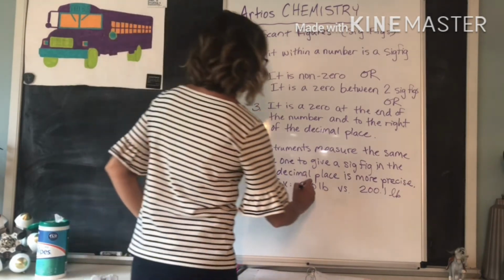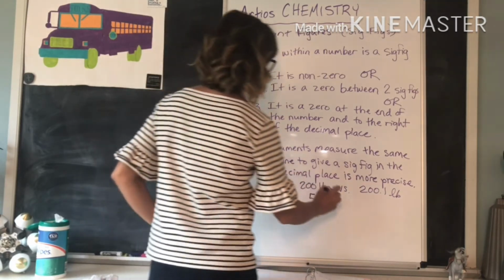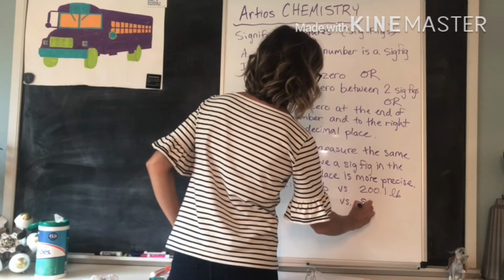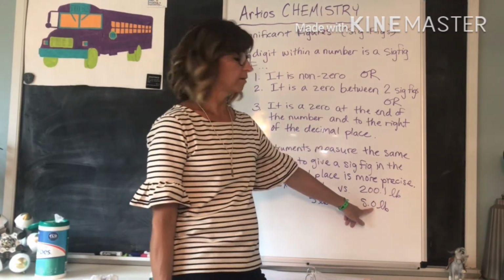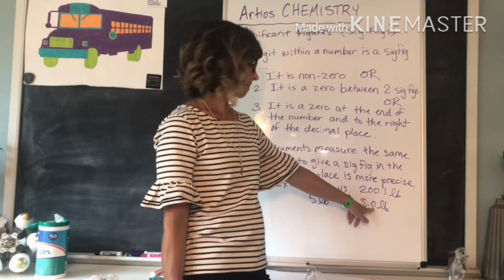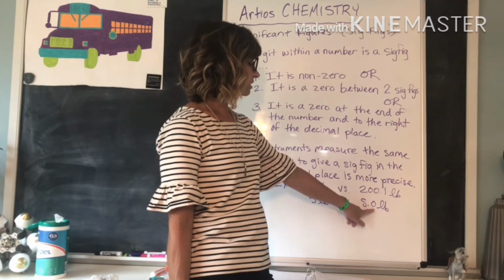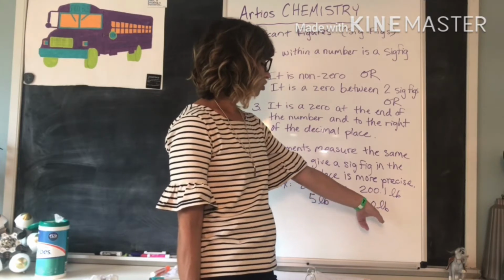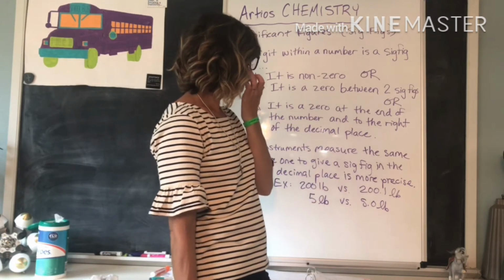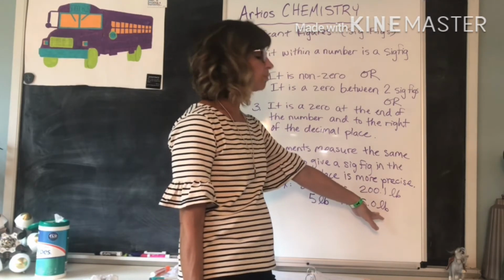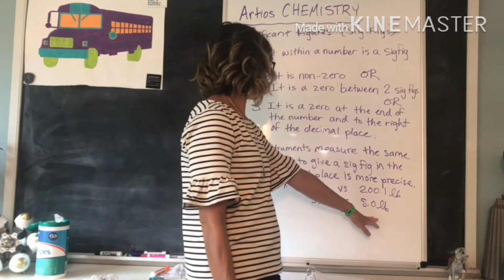Another example, 5 pounds is shown on one scale versus 5.0 pounds, okay? This 0 right here is significant. It is to the right of the decimal point, and it is at the end of the number. So here we have two significant figures. Here we only have one significant figure. This scale would be more precise because it would show you a smaller decimal place.